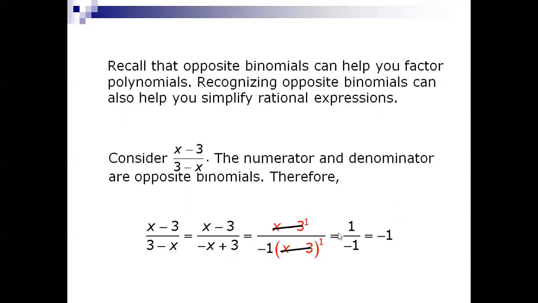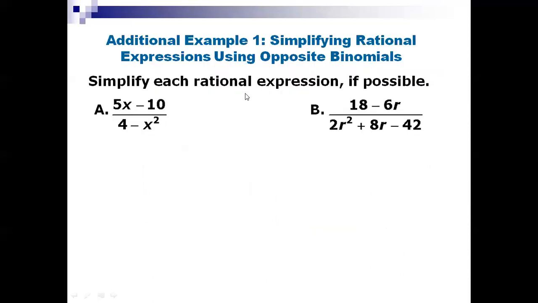Factoring that one, factor out negative 1, so we have x minus 3 over negative 1 times x minus 3. x minus 3 is a common factor, so you can cancel that. What is left is 1 over negative 1, which equals negative 1. That means, in general, if you have a numerator and denominator that are opposite binomials, the result is always negative 1. Let's take this example. Simplify each rational expression if possible.